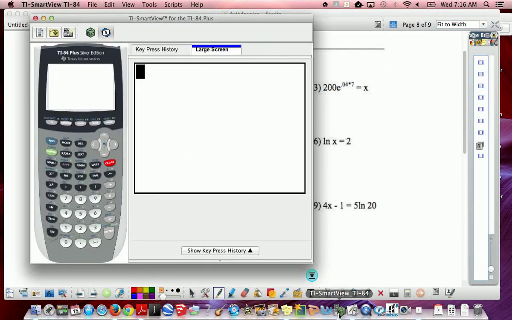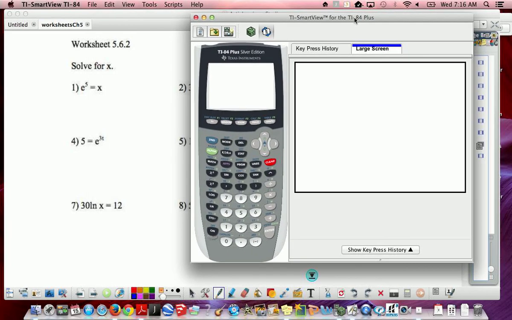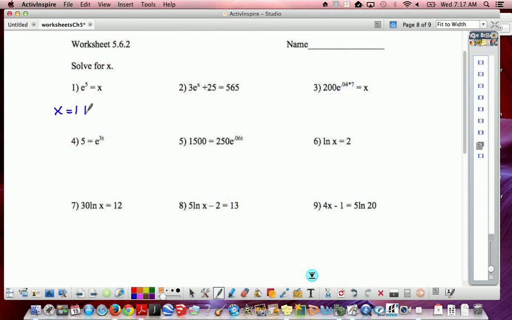So on the first one, I want to actually be pulling up my calculator here because it just says e to the fifth equals x. So this is just simply finding e on our calculator, which is second ln. You'll get the e to the power. We'll put a 5 there, hit enter. So all my answers I am going to round to 3 decimal places. So x equals 148.413. So that takes care of number 1.